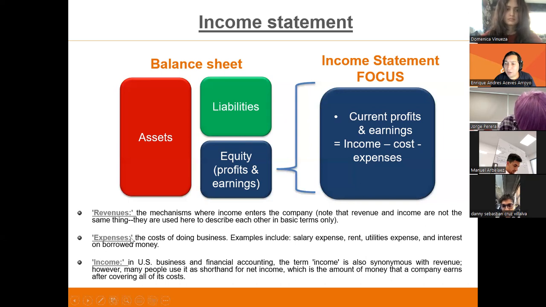So expenses, what are expenses, guys? The cost of operating the company. Yes, exactly. And what's the difference between a cost and expense?